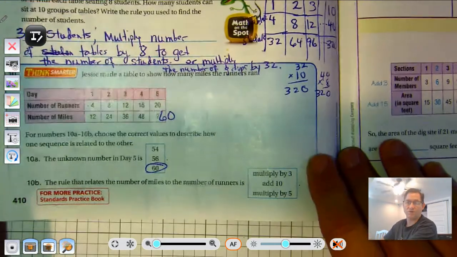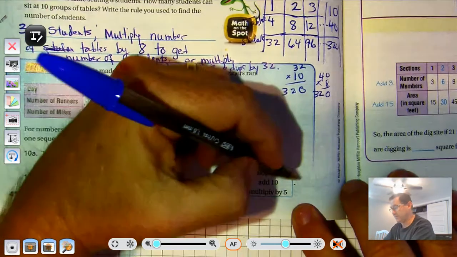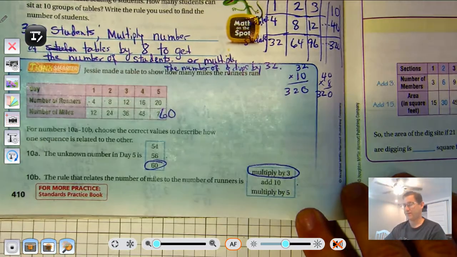And what is the rule that we're using? Well, we multiplied the number of runners by 3.